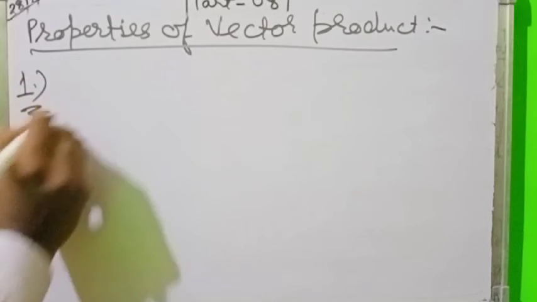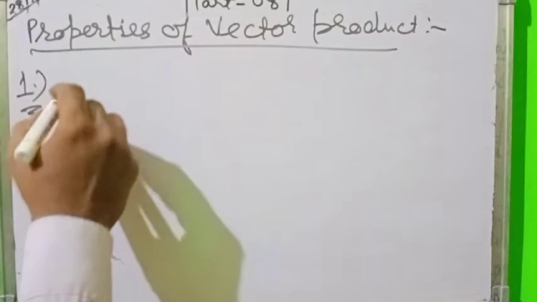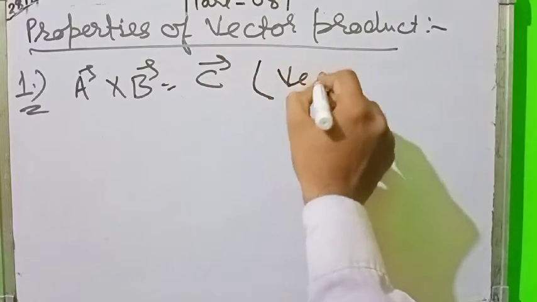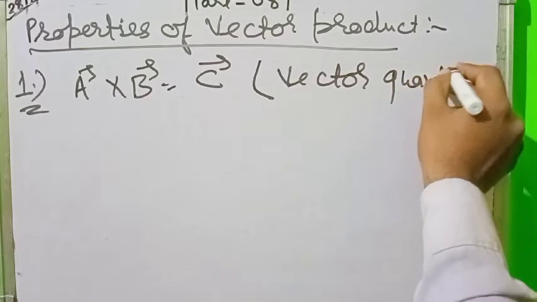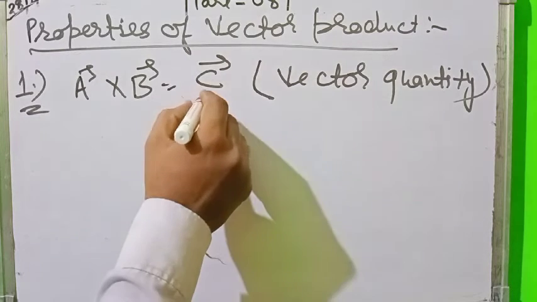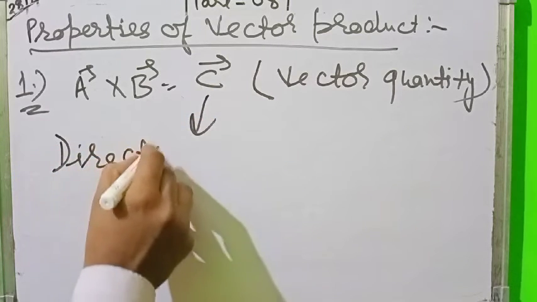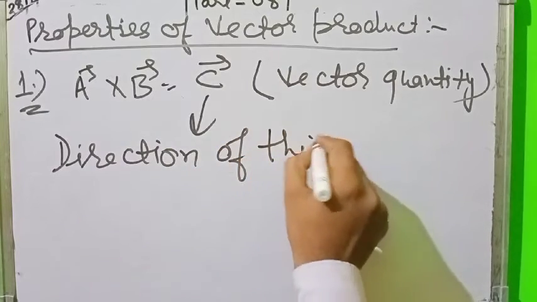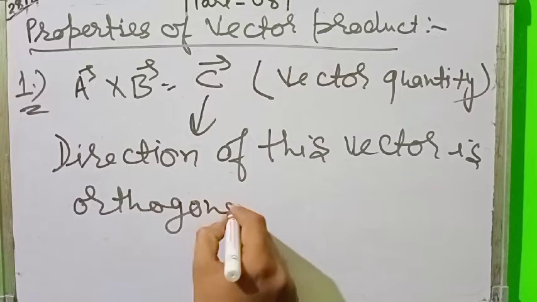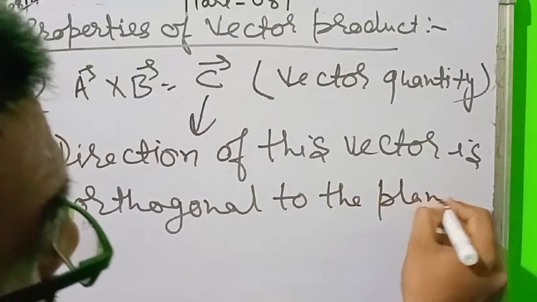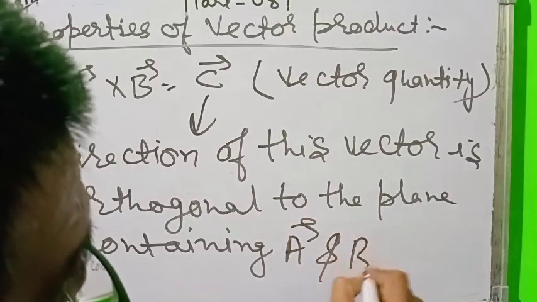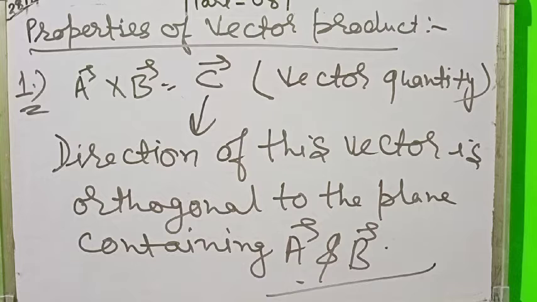The first property of the vector product: the vector product of two vectors is also a vector quantity, and the direction of this vector is orthogonal to the plane containing vector A and vector B.